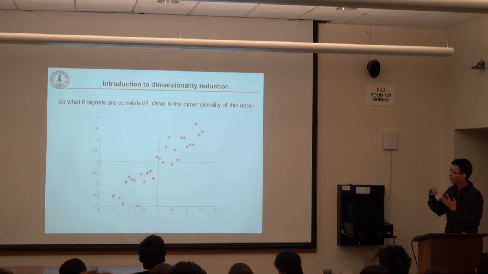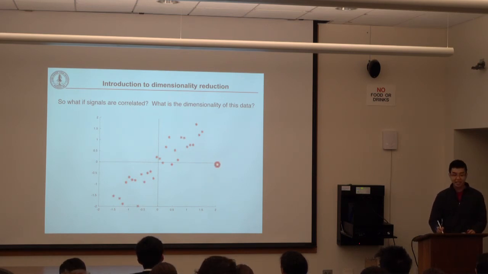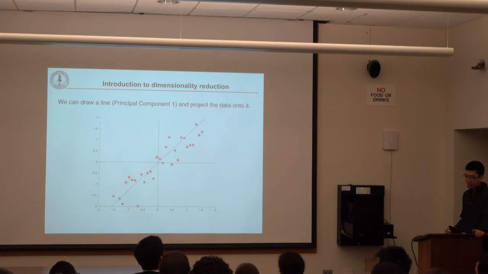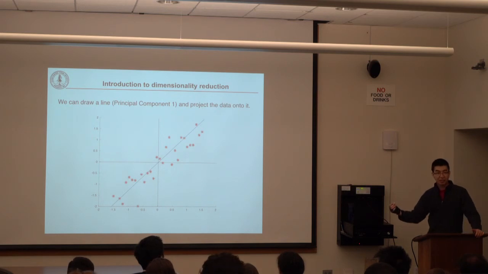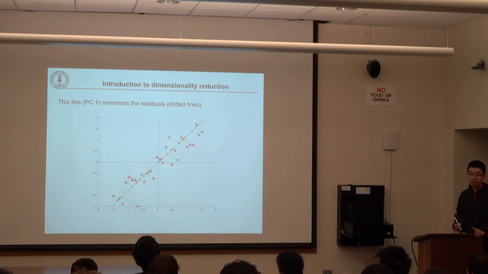All right, so what if the signals are correlated? What is the dimensionality of this data? So you can just imagine we have some general x-axis and some general y-axis. And as we discussed, the dimensionality of this data is 1, right? I could fit a line through this. And what we could do is we could then project the data onto this line. And so this operation I've just shown here with the blue dotted lines, all I've done is taken the orthogonal projection of these data points onto this blue line right here.